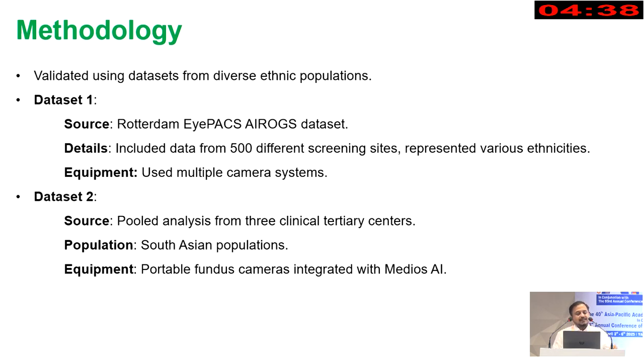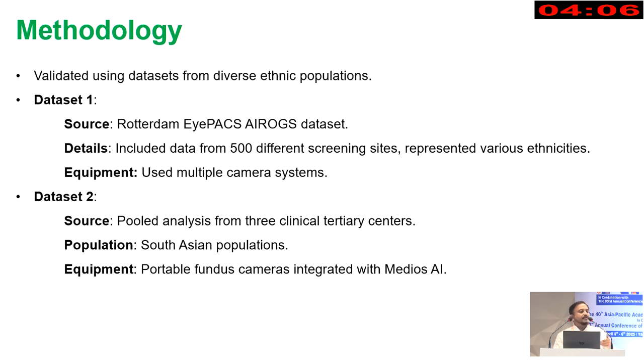The first data set that we use for validating is, of course, a Rotterdam IPAX AIOS data set that's available. This includes primarily different screening sites across the US and multiple camera systems that had central fundus images. The second is actually a pooled analysis from 3 clinical tertiary centers in India, namely Narayan Nethralaya, Arvind Eye Hospital, and LV Prasad. And the equipment that was used in the second data set, which is a prospective trial, is a portable fundus camera along with the Meteor's AI.